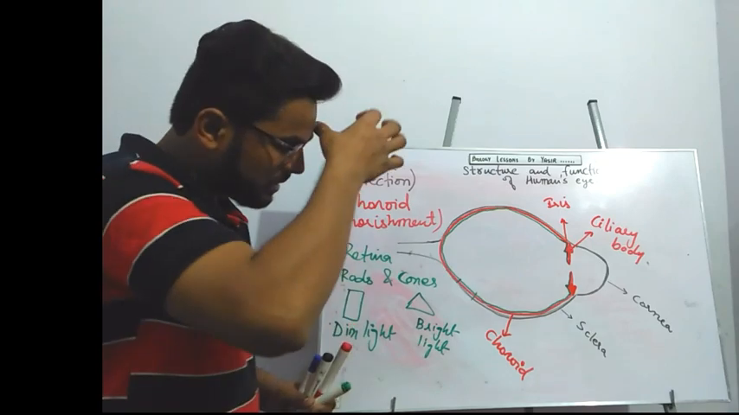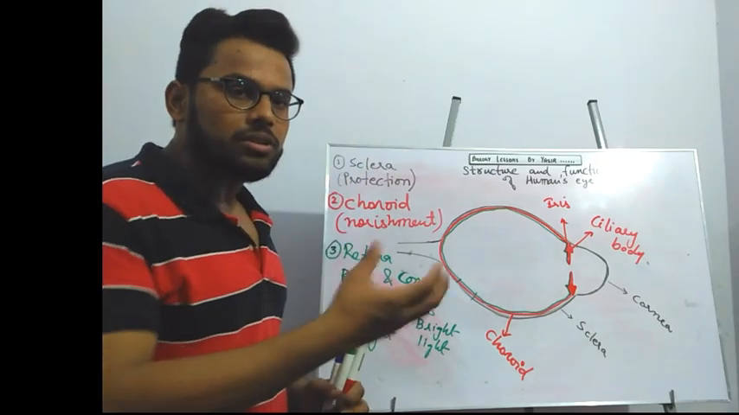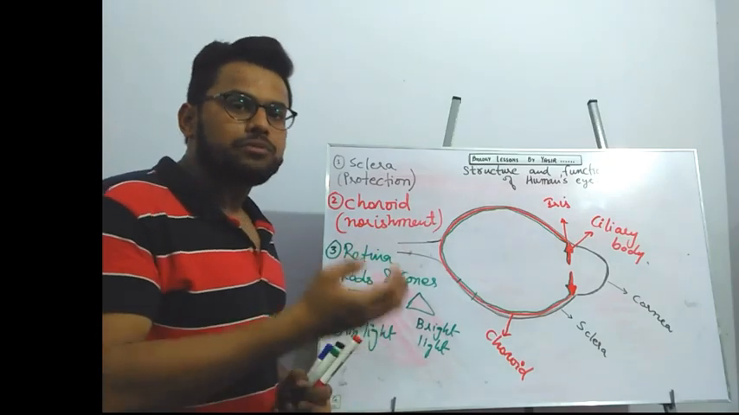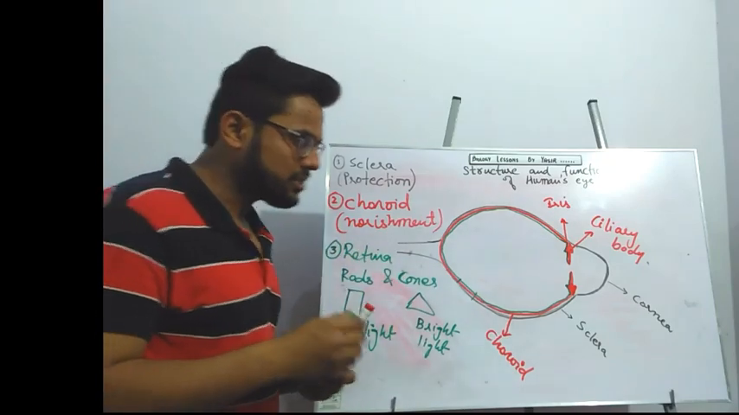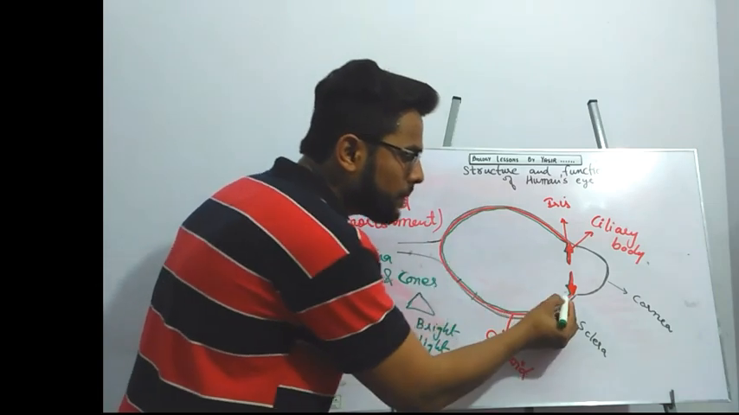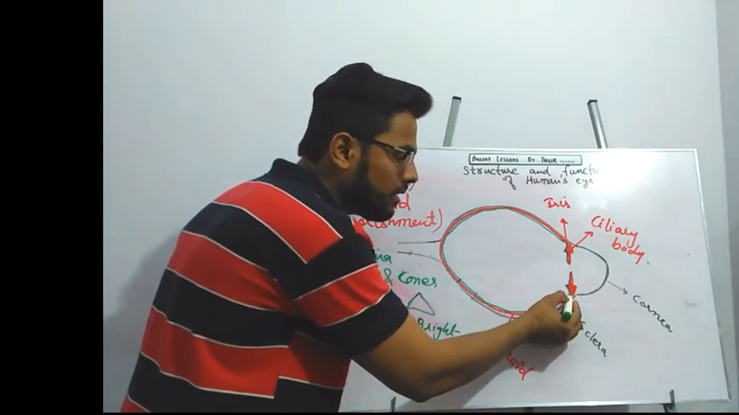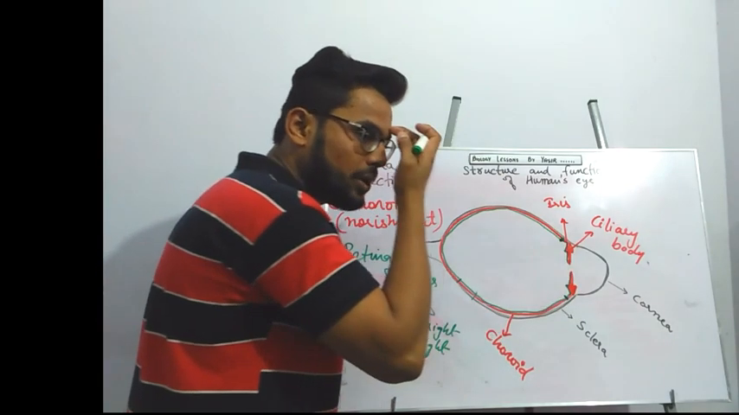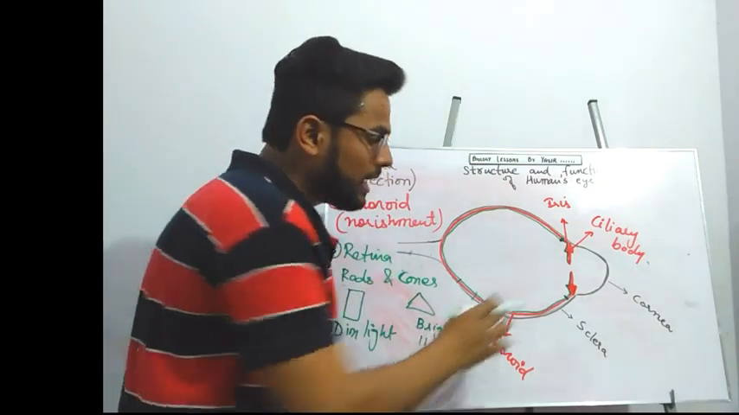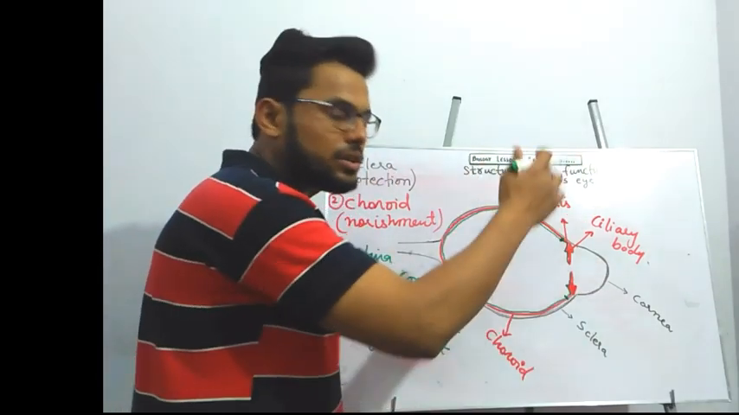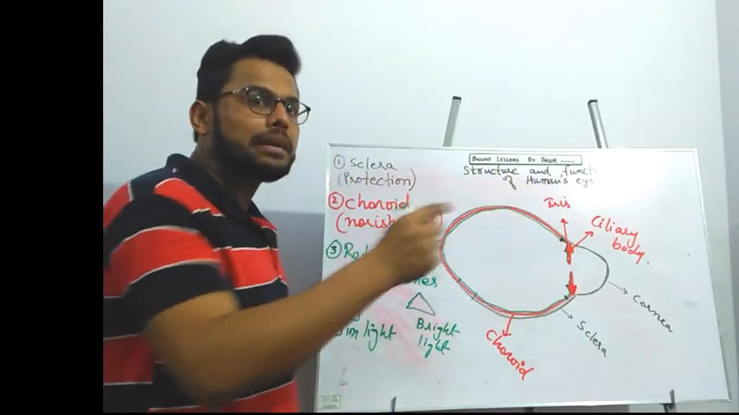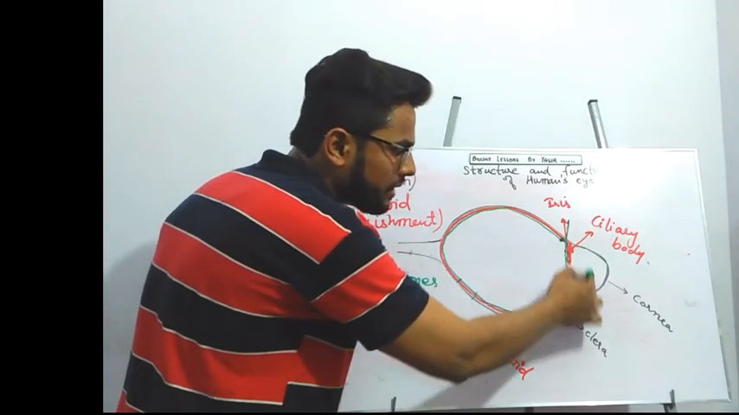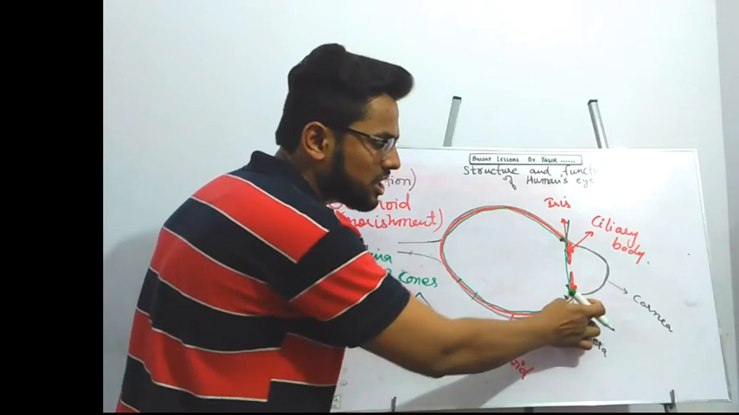Understood? And what is the function of the pigmental layer? The pigmental layer consists of pigments, and these pigments absorb various wavelengths of light. And remember this point: the neural layer of the retina will only continue until this point. Beyond this point there is no neural layer, only the pigmental layer will continue after the corneoscleral junction.